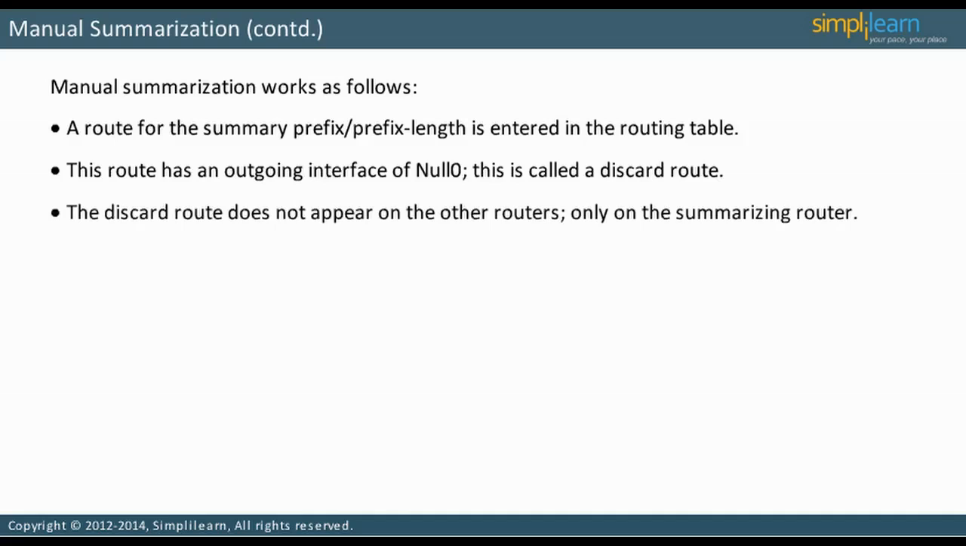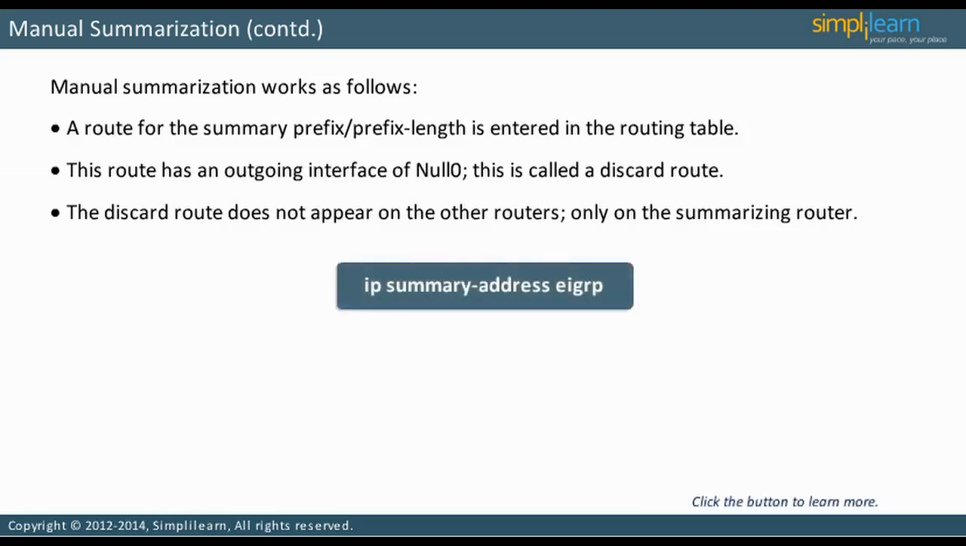If a summary address is configured on an up interface, the neighbor adjacency is reset. This is not desirable on a production router. Click the Command button to see the messages that are issued.